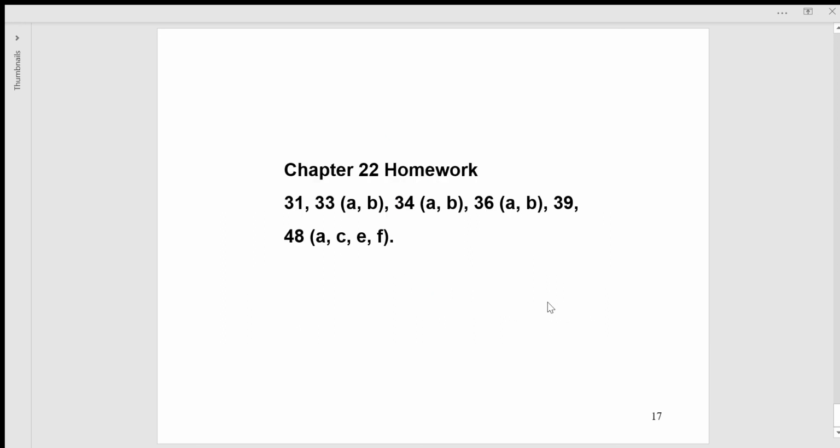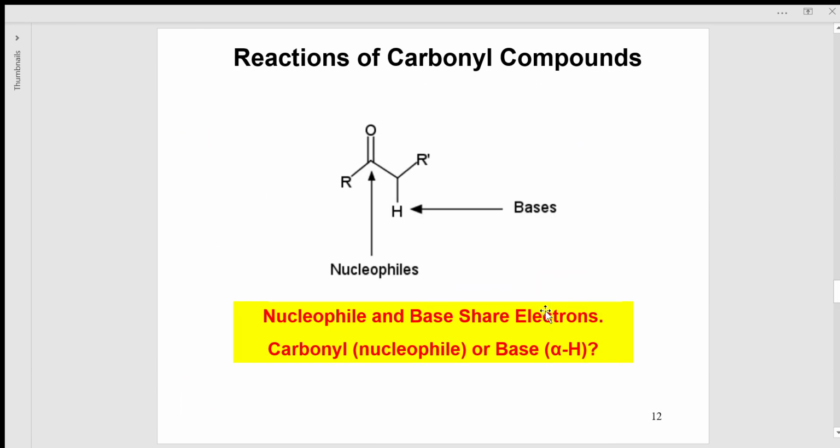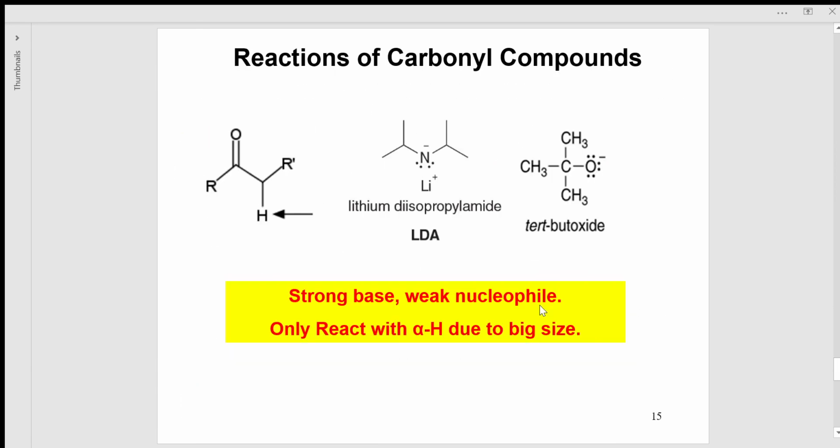All right, that's all I have for chapter 22. Again, it's a very short chapter, with a short review of all the carbonyl molecules and most of the carbonyl reactions. If you have any questions, you're welcome to email me or text me. Thank you. See you later.